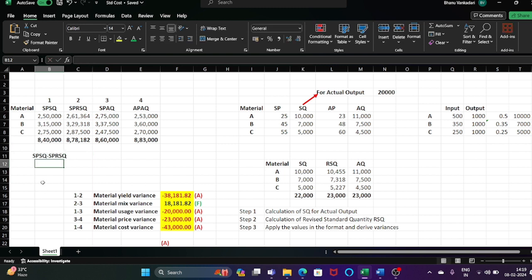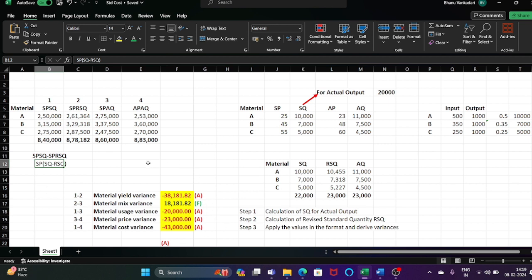So here you take SP as common. SP into SQ minus RSQ. So in this way you can even derive the formula. Metal yield variance is SP, standard price, into standard quantity minus revised standard quantity.